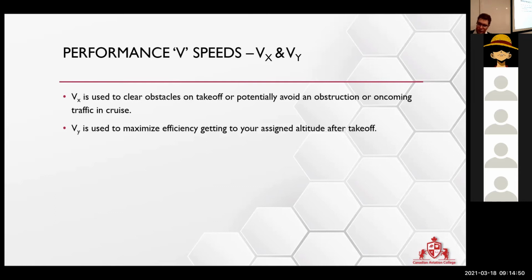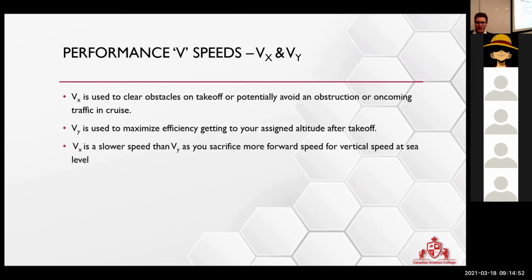All right, if you want to write the next point, you can, up to you. Vx is a slower speed than Vy, all right? We see that because you sacrifice more forward speed for vertical speed at sea level. So at sea level, instead of going forward faster, you're going upward vertically faster.